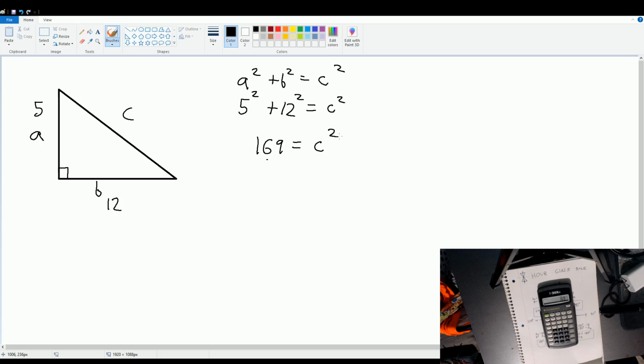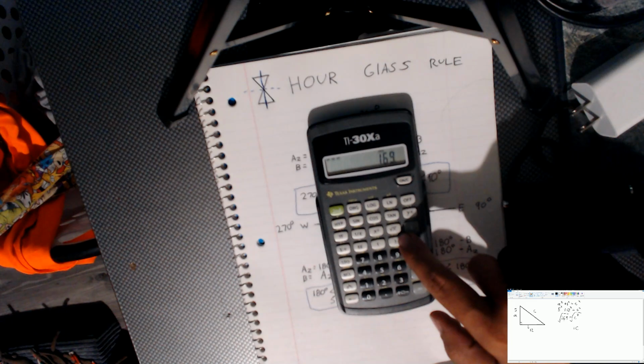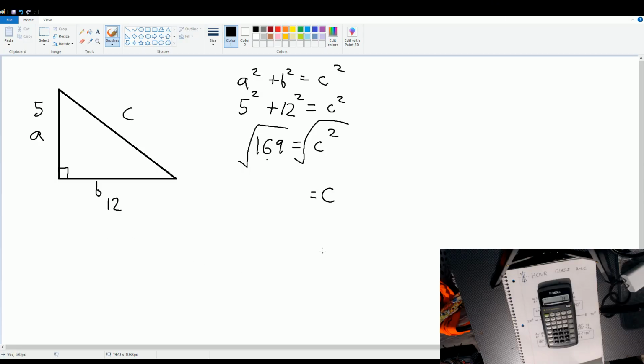But we don't want to know the value of c squared, we want to know c by itself. So what we need to do is get the square root of 169. The square root of c squared, well, that's just c. But now to get the square root of 169, all we have to do is press this one button right here. We get 13. 13 for your value of c.